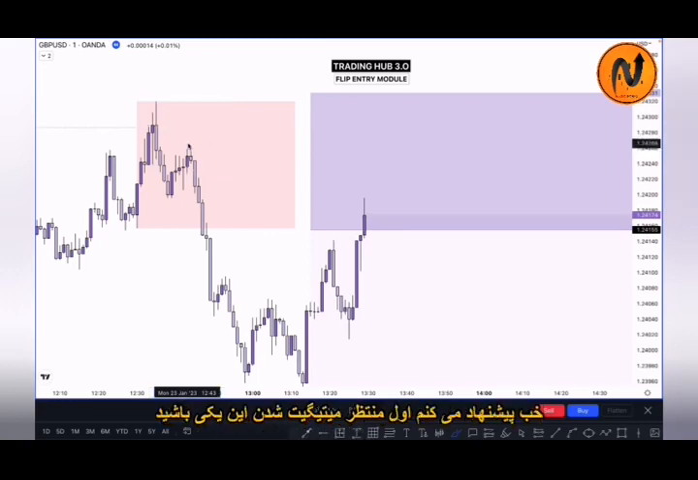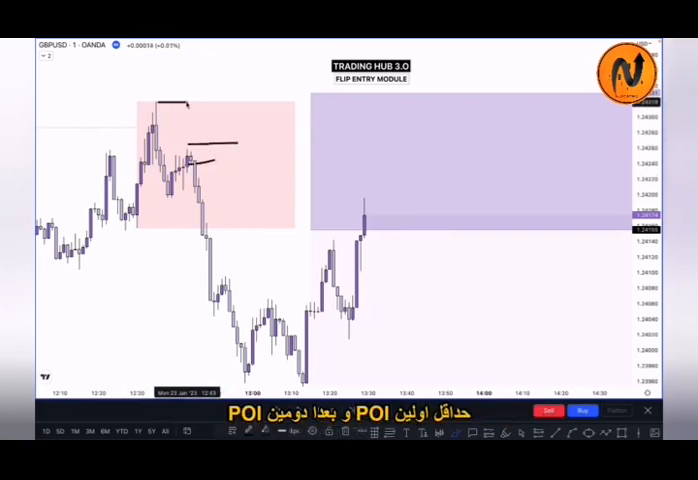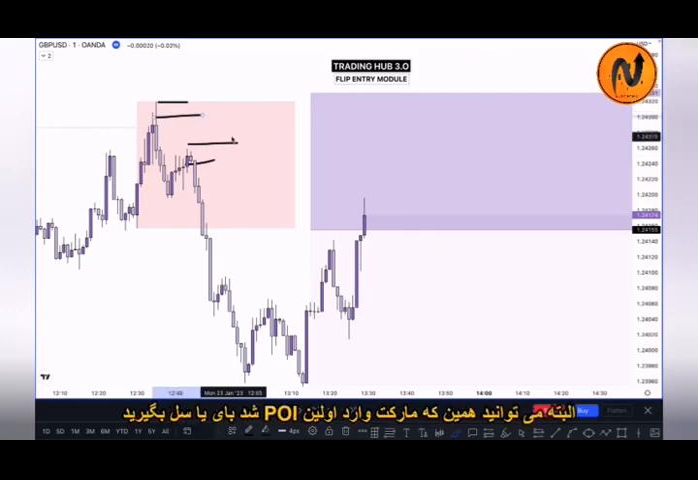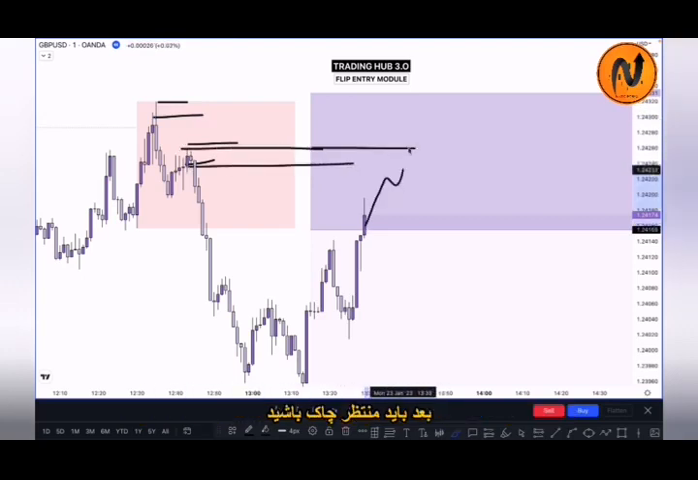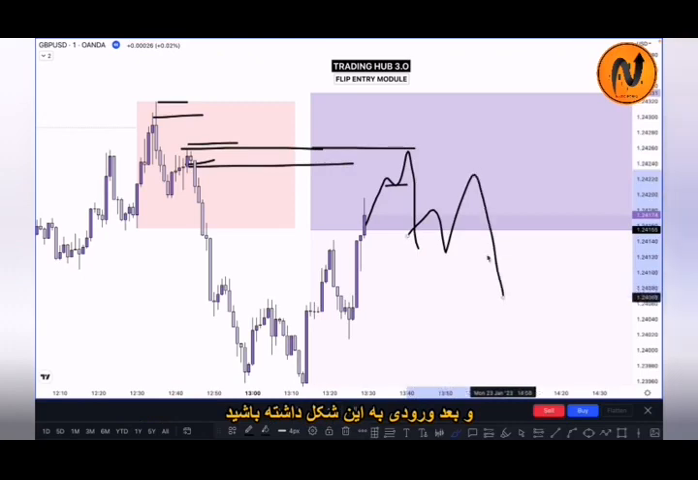So I suggest you wait to mitigate this one, at least the first PY and second PY, and wait for a single candle mitigation at least. You can also buy or sell once the market taps on your first PY here, and then you have to take a chalk and then take entry like this.